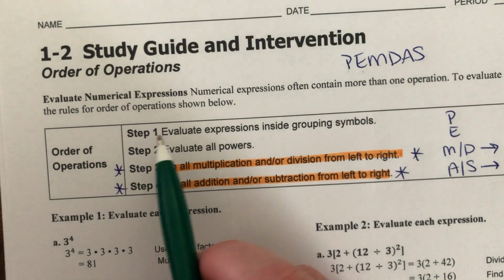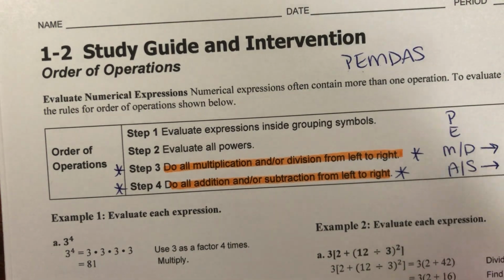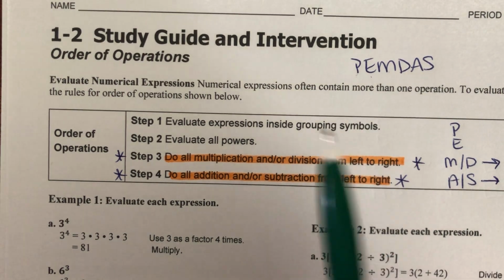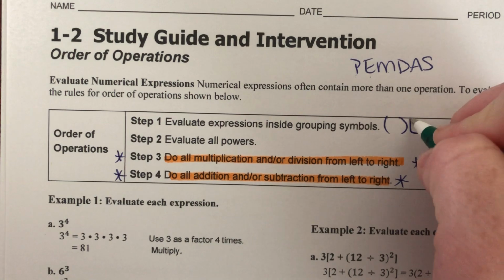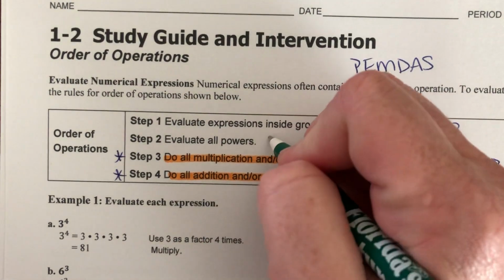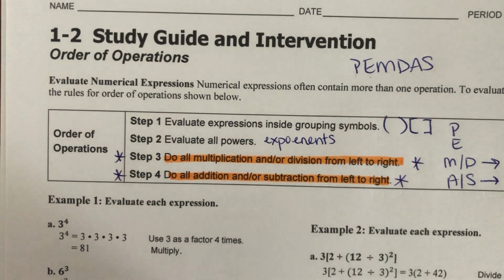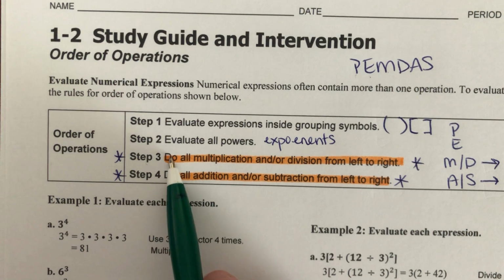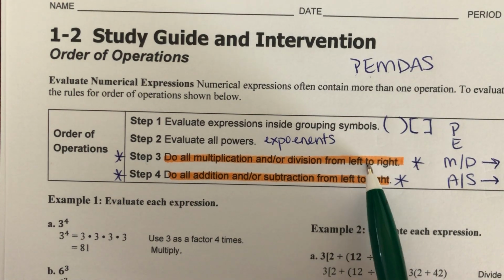So it tells us here the steps. Step 1, do everything inside parentheses or brackets or whatever the grouping symbols are. Parentheses or brackets. Either one of those. Step 2, evaluate all exponents. That's what the E is for. Powers or exponents. Step 3, do all multiplication and or division from left to right.